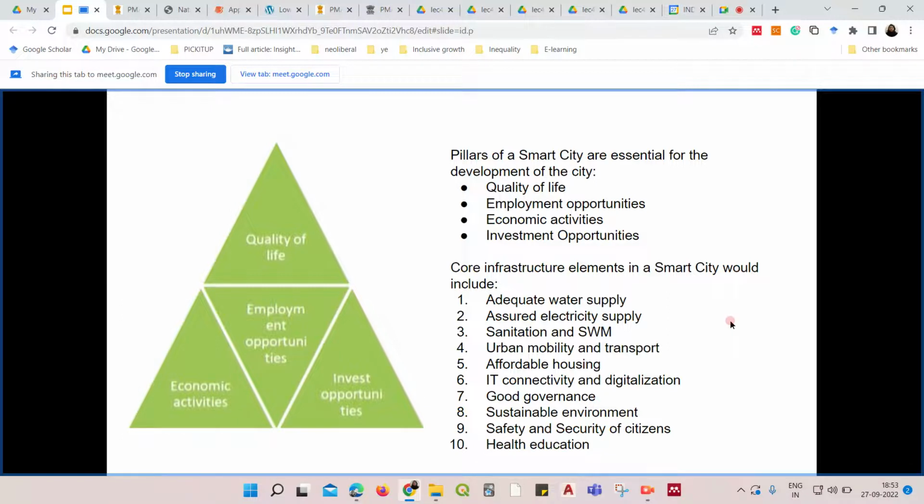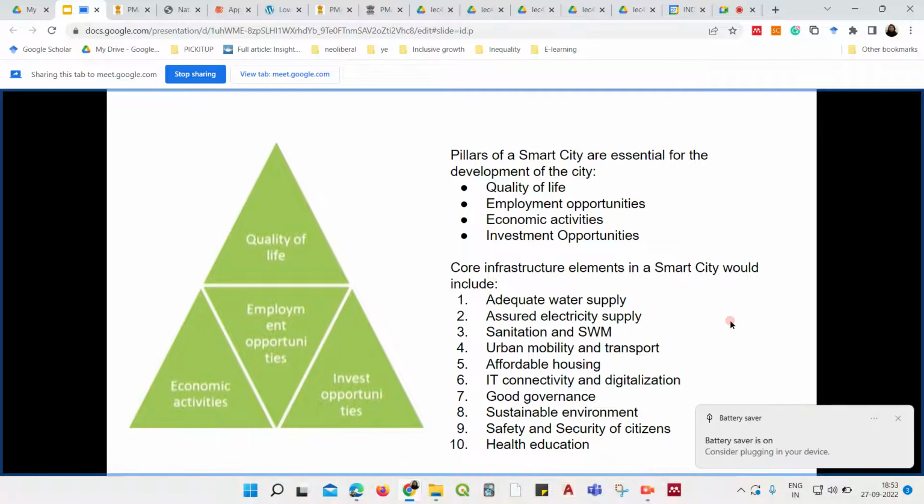One other element which you can take into consideration while answering this question is you can see what core infrastructure elements we consider, in the Indian context, as part of smart city infrastructure. Just give me a moment.